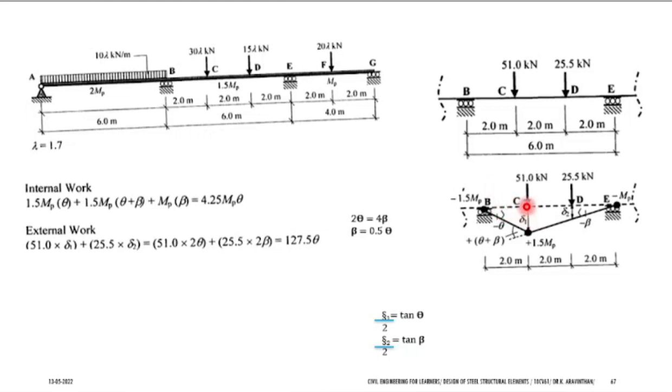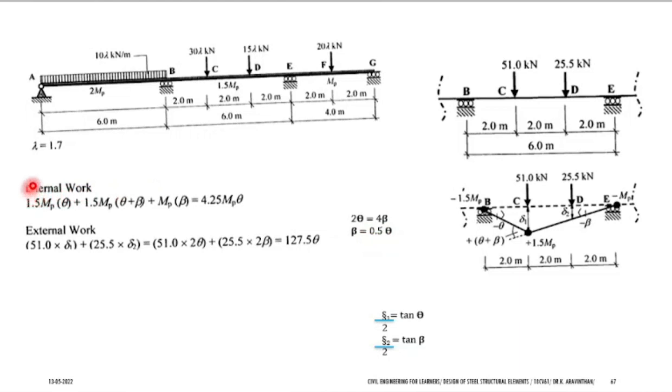So your opposite is del 1 and adjacent is 2. This will be equal to what? Tan beta, that is opposite delta 1, adjacent is 4. So you can equate that. So tan and tan will get cancelled. You can equate 2 theta equal to 4 beta, and you can bring that 4 outside. You will be getting beta as 0.5 theta.